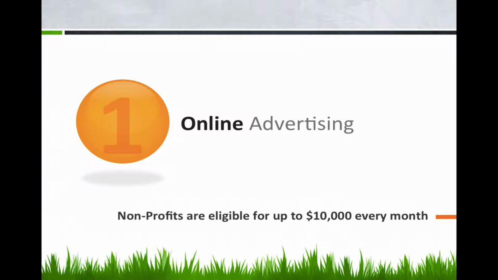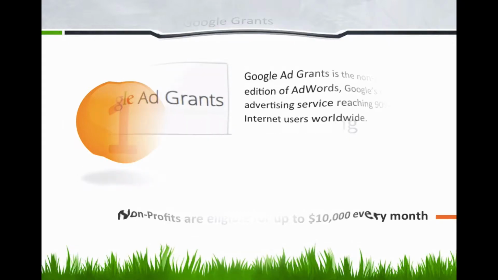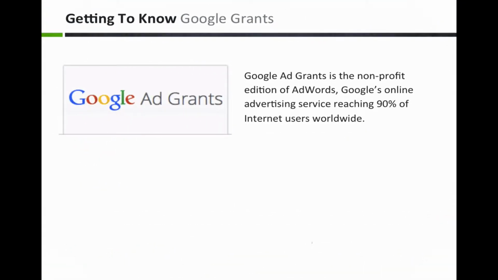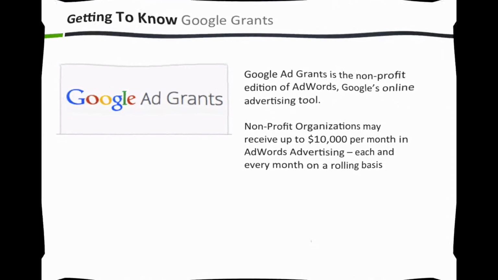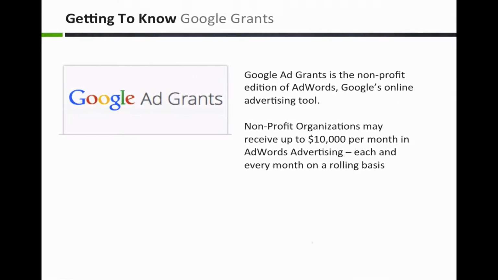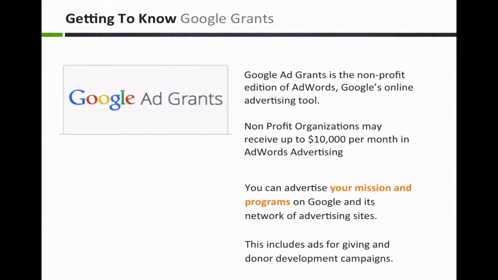So, how do you get access to this program where nonprofits are eligible for up to $10,000 of ad budget each and every month? That's right, $10,000. Well, Google Ad Grants is the nonprofit edition of AdWords, Google's online advertising service, which reaches 90% of the internet users worldwide. Nonprofit organizations are able to receive up to $10,000 per month in ad budget on the AdWords advertising system on a rolling basis. That's $120,000 of ad budget a year, rolling on and on.